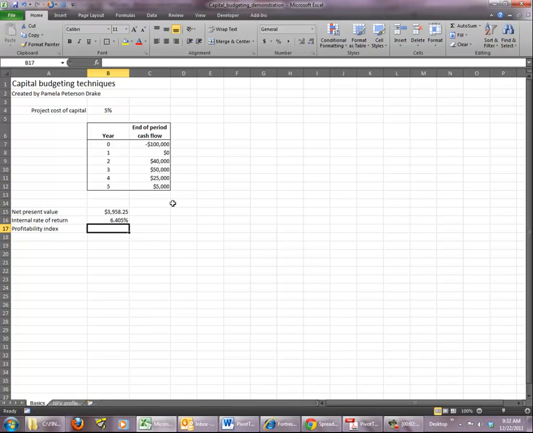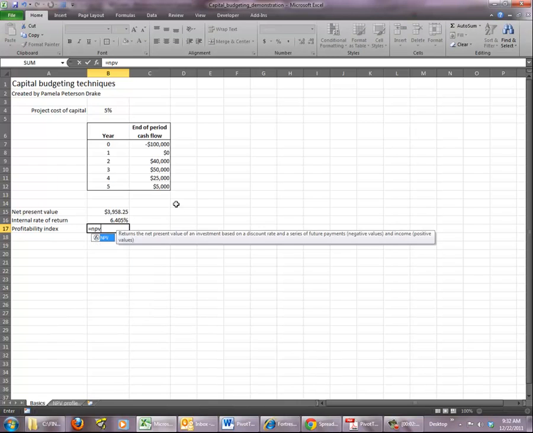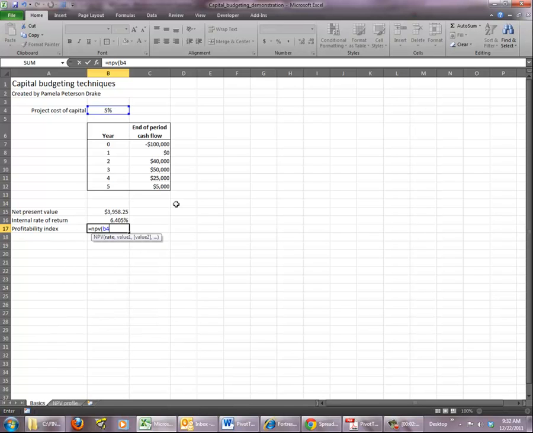The profitability index, as it's commonly used, is the ratio of the present value of the inflows to the present value of the outflows. So what we need to do there is simply take a ratio of the net present values. So we have equals NPV. Again, use the rate at B4. We have the inflows from periods 1 through 5.